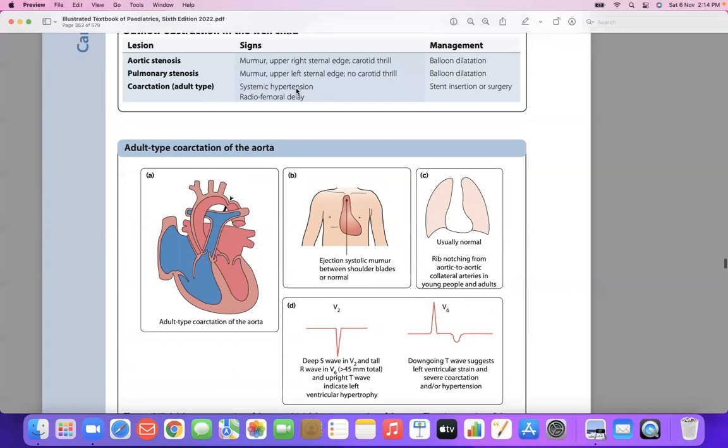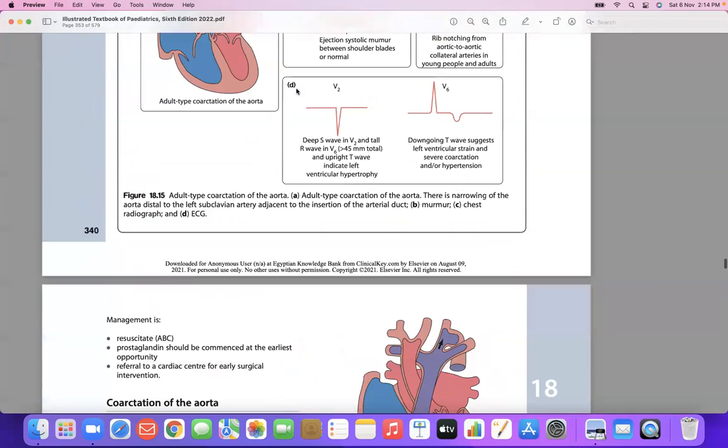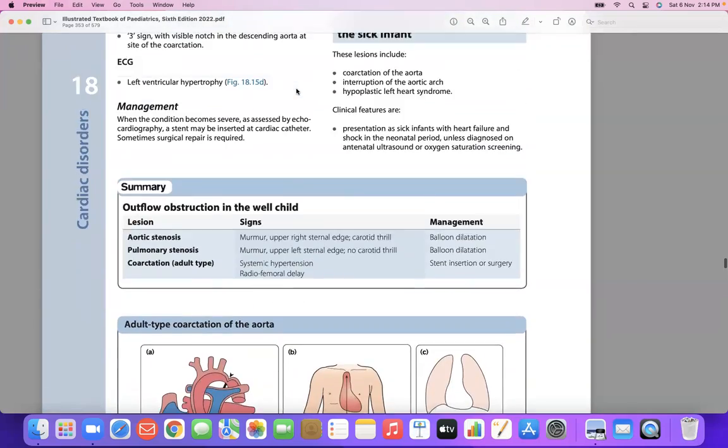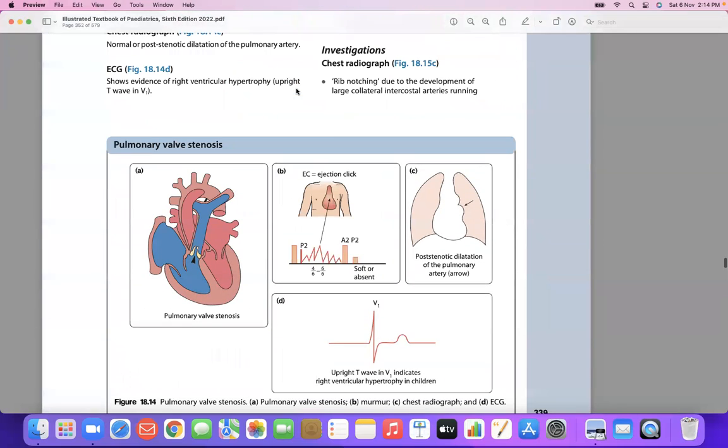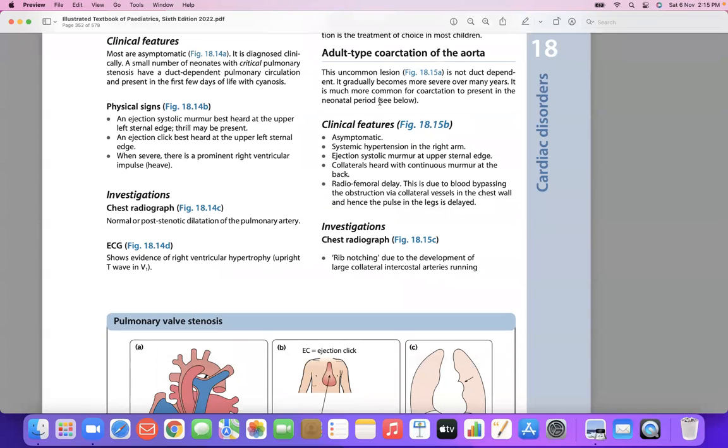So what is the treatment you are giving? I think adult type coarctation of aorta came in the exam for communication scenario recently. This uncommon lesion is not duct dependent. It gradually becomes severe over many years. It is much more common for coarctation to present in the neonatal period. As we said, the duct dependent severe coarctation will present in the neonatal period. This will present late.